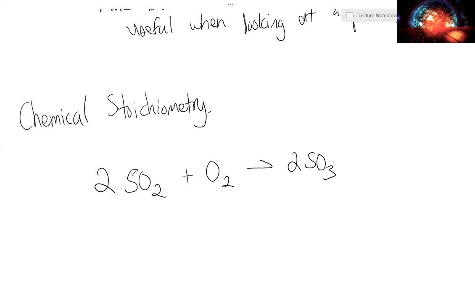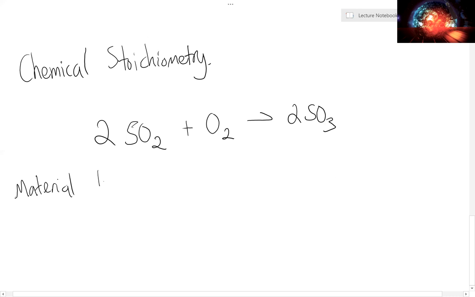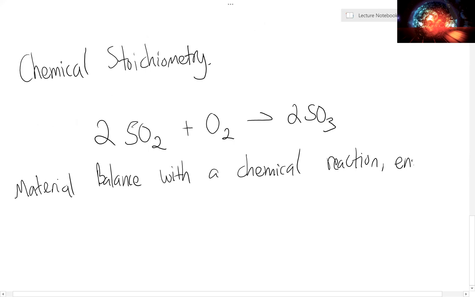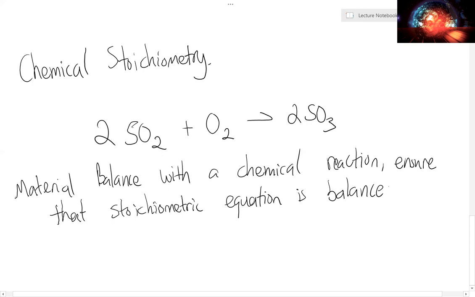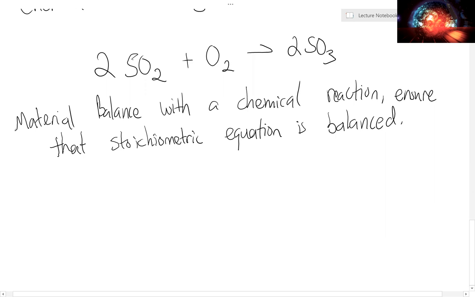And so it's important to consider how we can look at this system in general. A big step that you want to consider when doing a material balance with a chemical reaction is to ensure that your stoichiometric equation is balanced. So you can do an atomic balance over the chemical reaction and make sure that everything comes out properly.